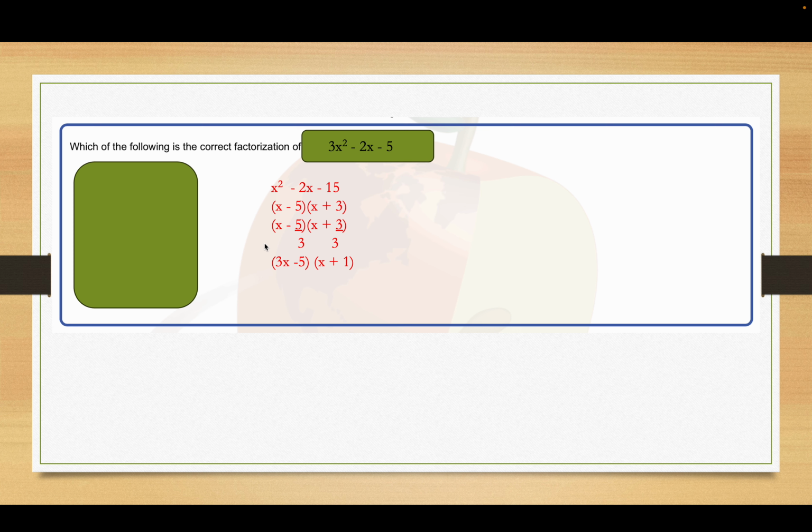Now let's multiply back to check ourselves, of course. 3x times x is 3x squared. 3x times 1 is 3x. Negative 5 times x is negative 5x. 3x and negative 5x make negative 2x. Ding, ding, ding. That's what I was looking for. And negative 5 times 1 is negative 5.